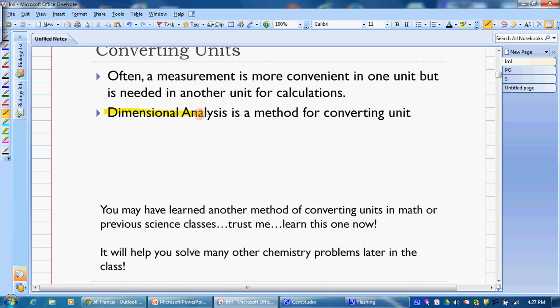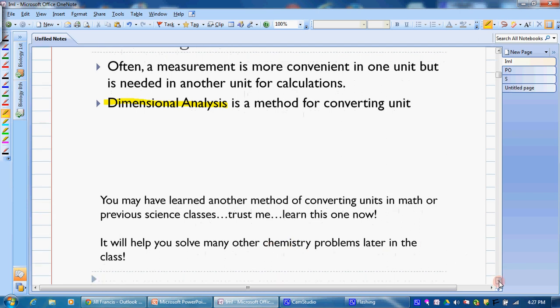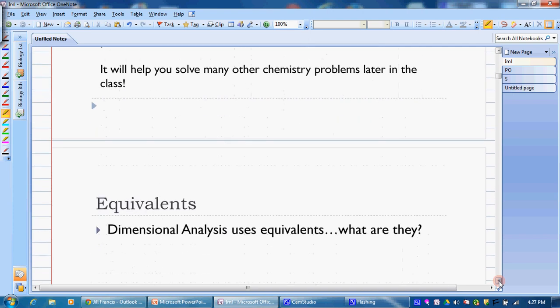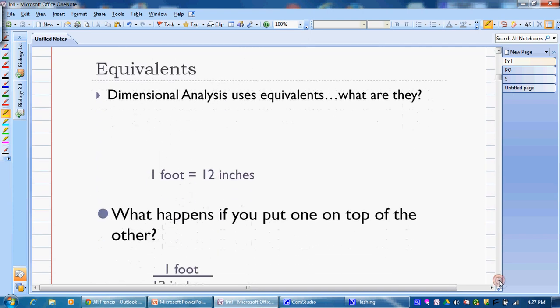Sometimes it's just abbreviated DA. Probably in junior high you learned how to do just moving the decimal place. That's not going to be okay now, because in chemistry we are going to be converting a lot, and sometimes we have to convert more than one unit. So what I want you to do is learn how to set these up correctly so that it will be easy when we continue to do that. Dimensional analysis is always going to use what are called equivalence or conversion factors.